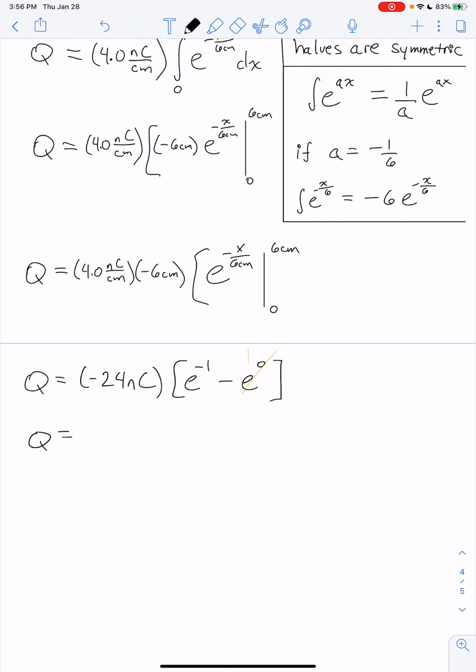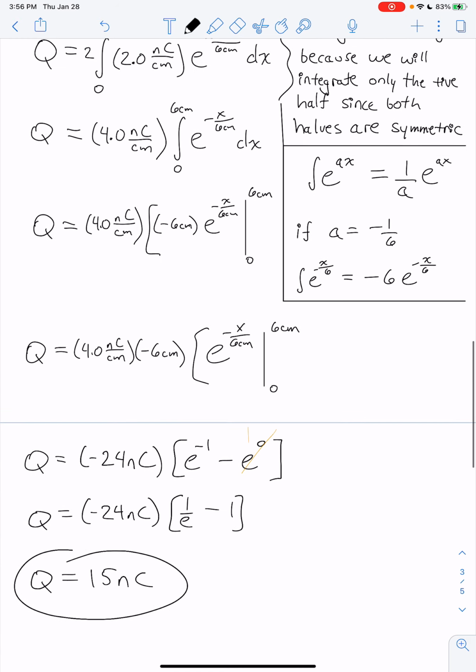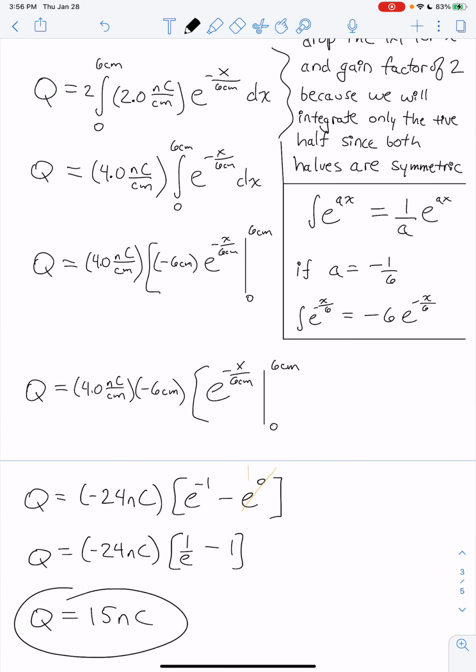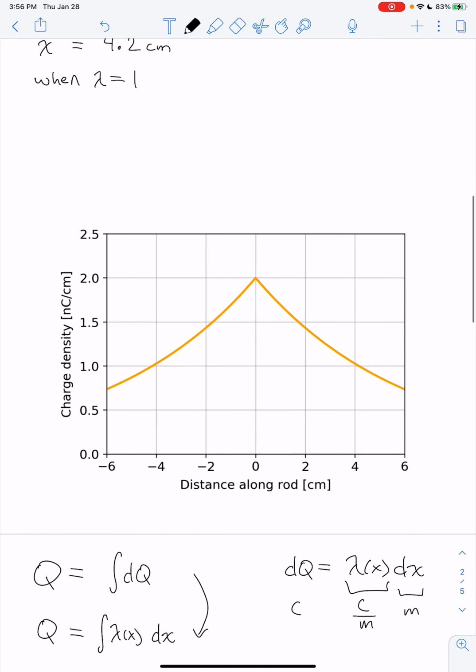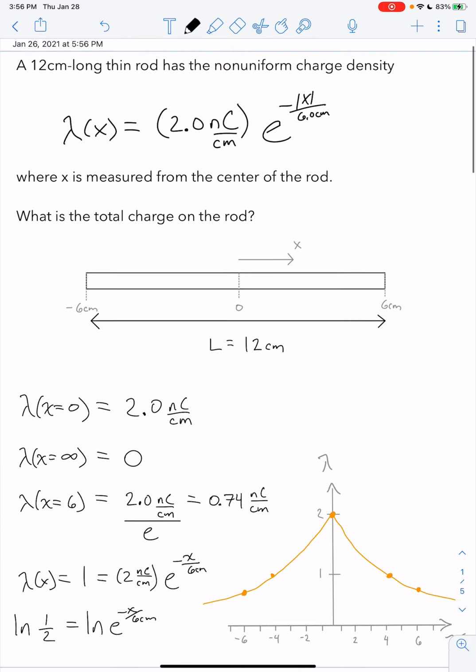So now what do we have? We've got negative 24 nanocoulombs times 1 over e minus 1. And so if you round this to 2 significant digits, you end up getting 15 nanocoulombs. So there we are. That's how much charge you've got if you integrate the given function. That is represented by a nice plot, or a rough plot, and it gets you to the same place. Okay, that's it.